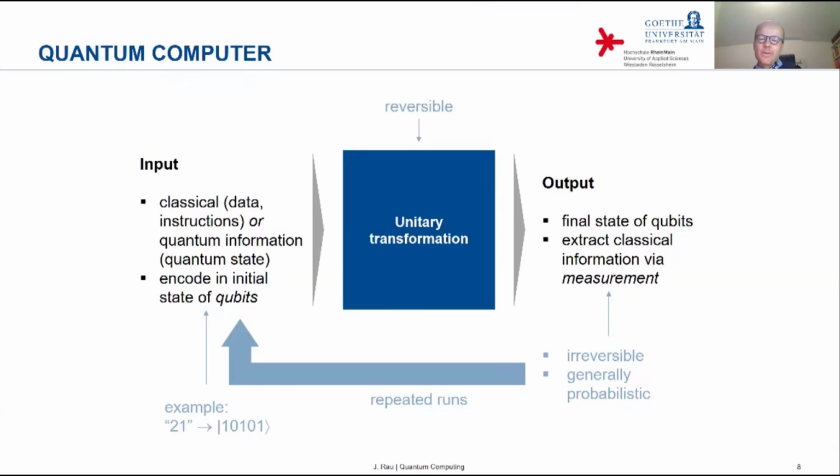Still, we will later on talk about specific examples of such algorithms. Of course, the whole hype about quantum computing comes from the fact that you can solve some problems more efficiently and more quickly, at least on paper, than a classical computer. And this is despite the fact that in many cases you have to run the algorithm many times.